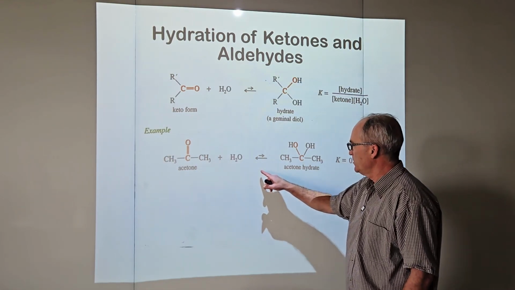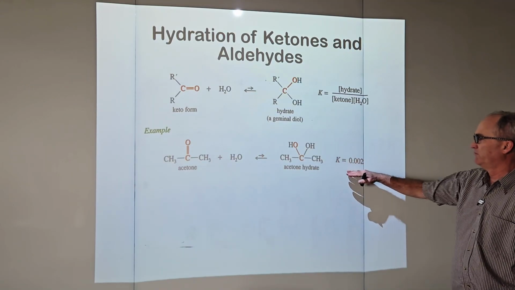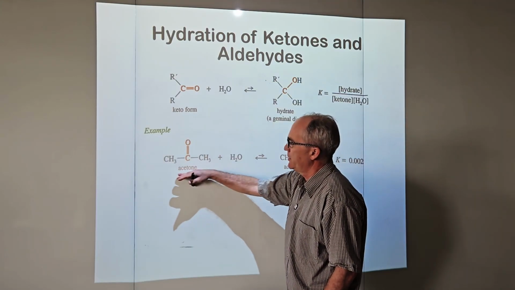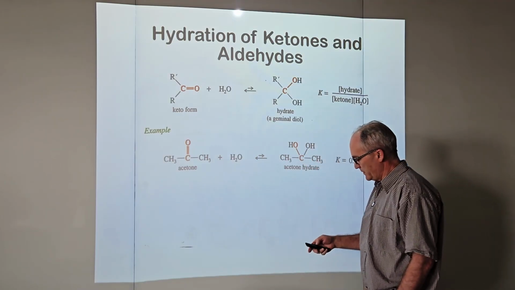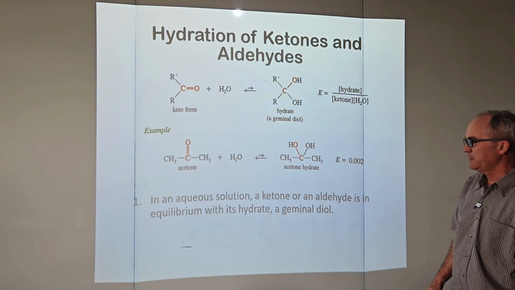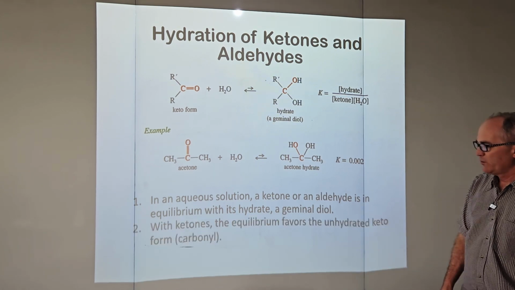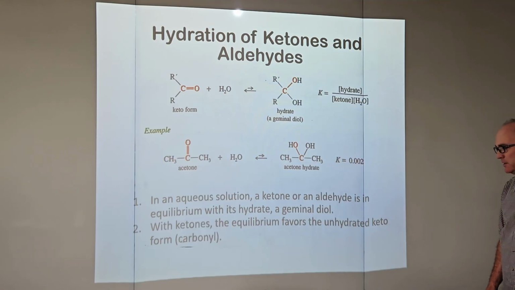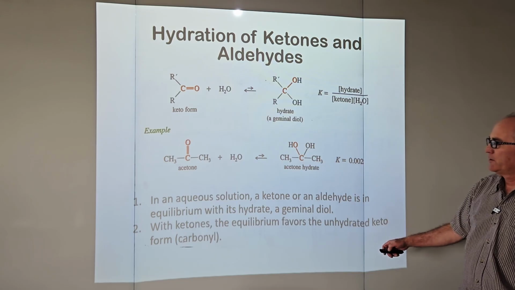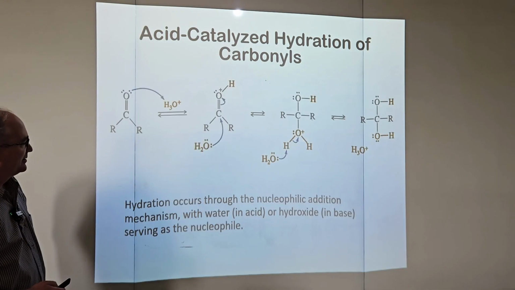So here's acetone and water. Here's acetone hydrate. And you can see not a very large equilibrium constant. So most of the time, things are over on this side. In aqueous solution, a ketone or an aldehyde is in equilibrium with its hydrate, which is a geminal diol. With ketones, the equilibrium favors the unhydrated keto form of the carbonyl carbon. Keto, there's kind of a similarity there.